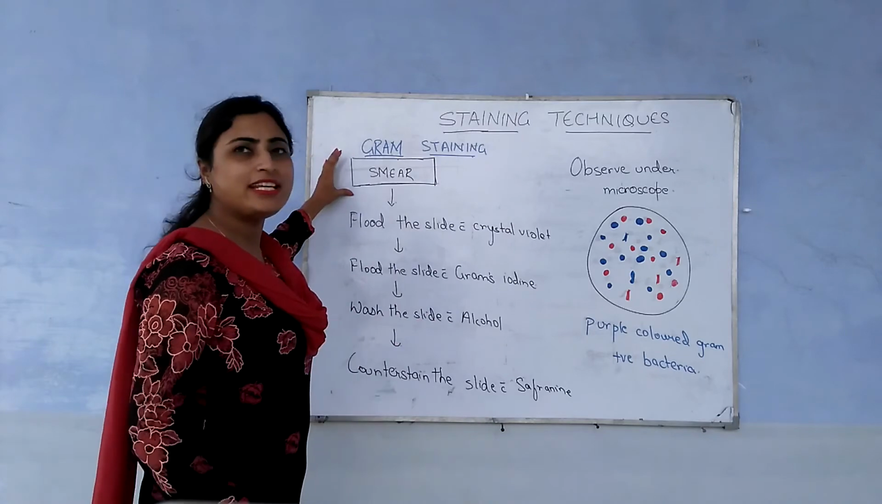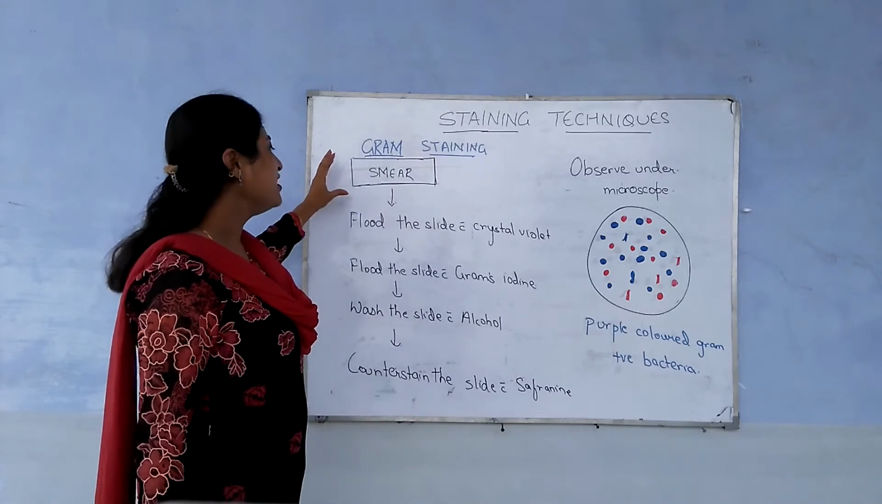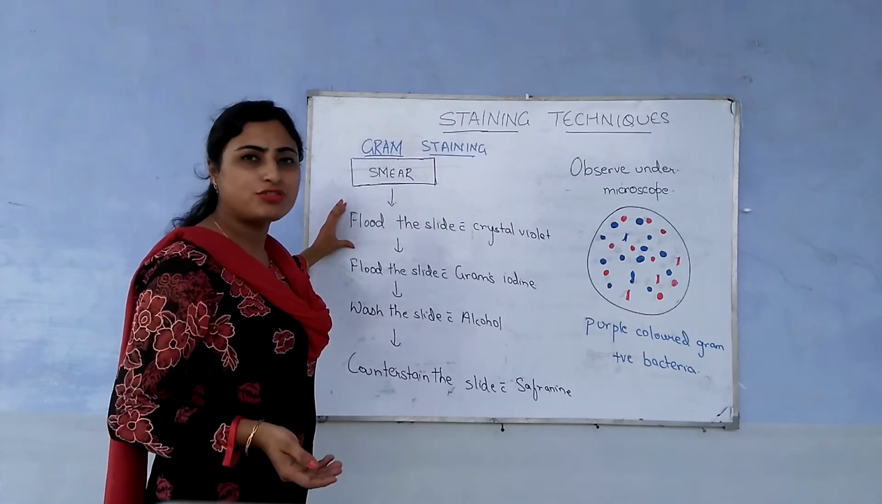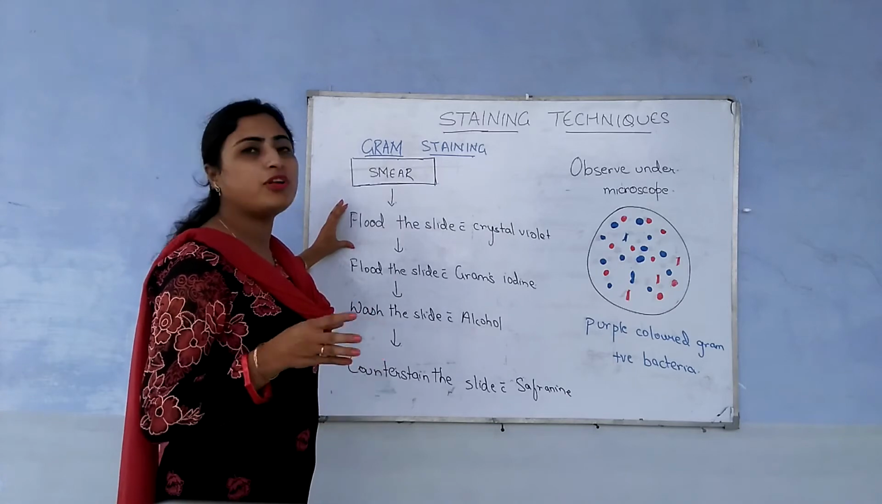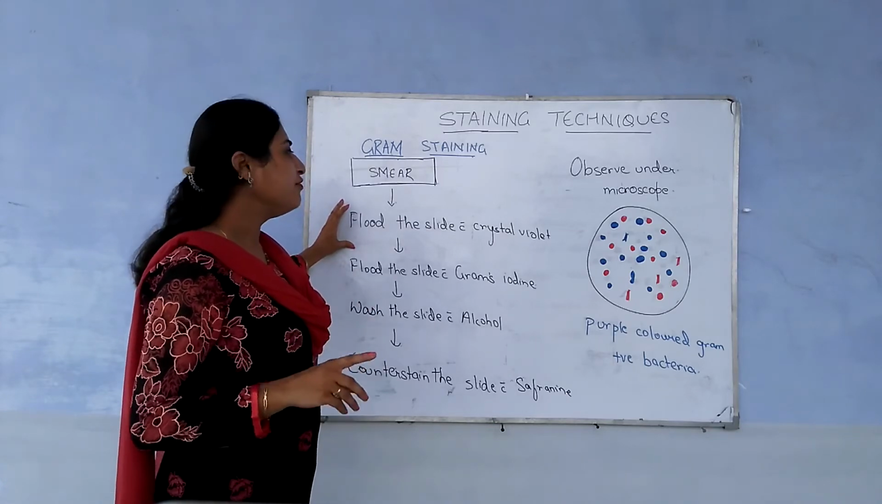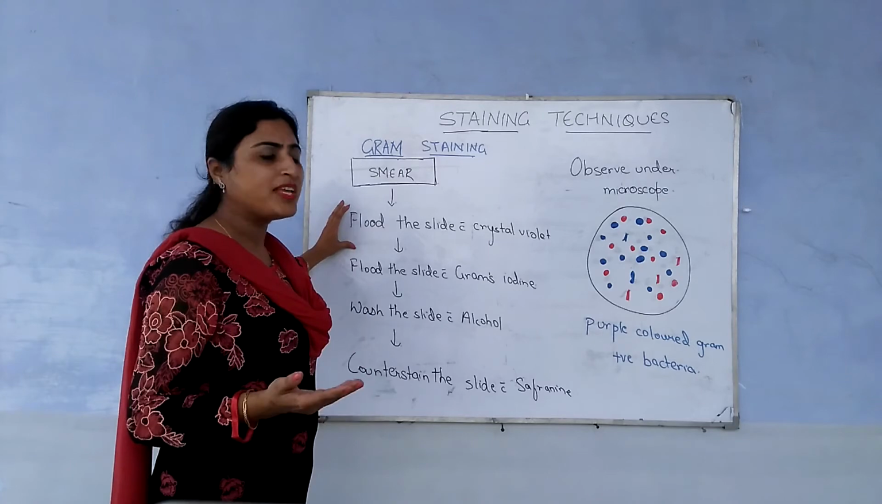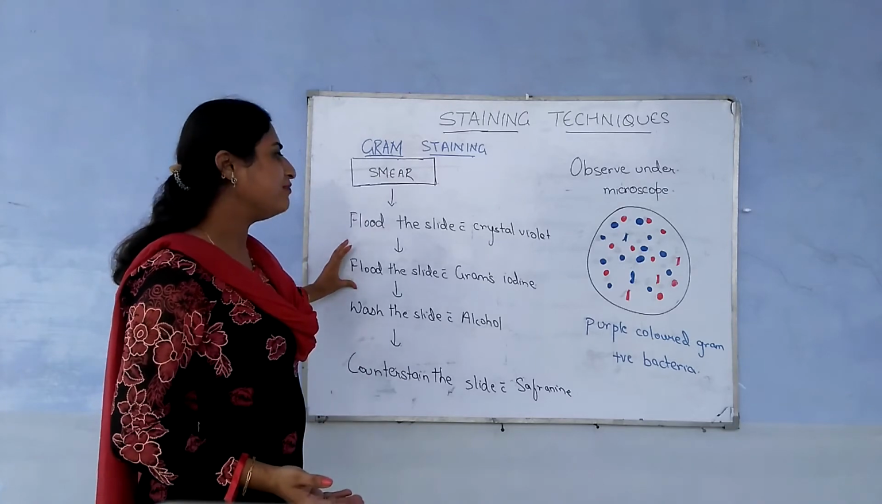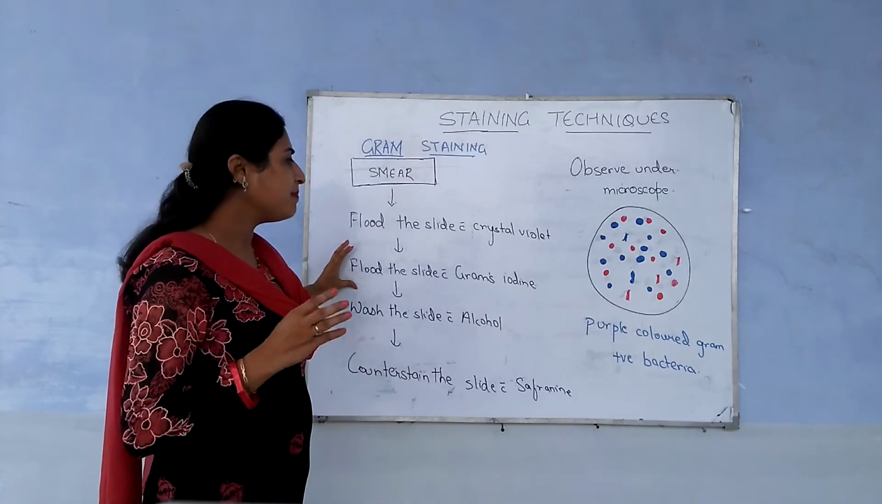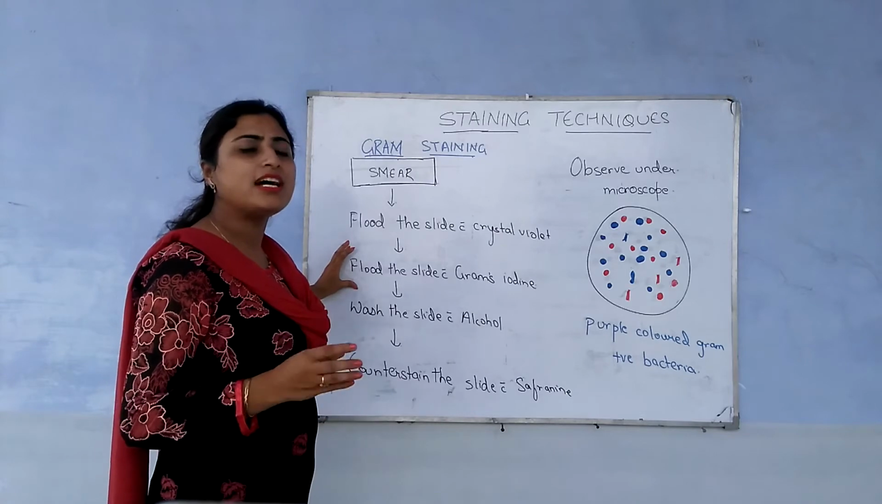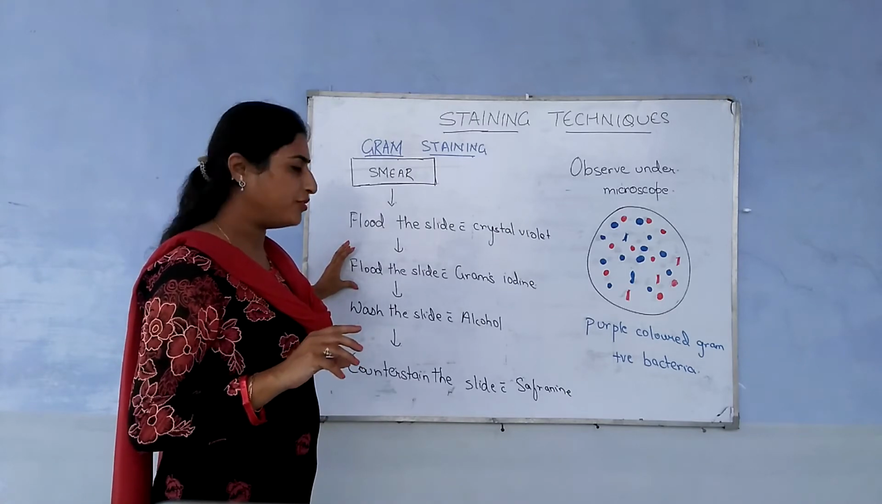First of all, in this technique also, we will prepare the smear. Then we will flood the slide with crystal violet and keep this crystal violet for 1 minute over the slide. We will drain off the extra dye. Next step is we will flood the slide with gram's iodine. Keep it for 1 minute over the slide. Then again we will drain off the extra gram's iodine.